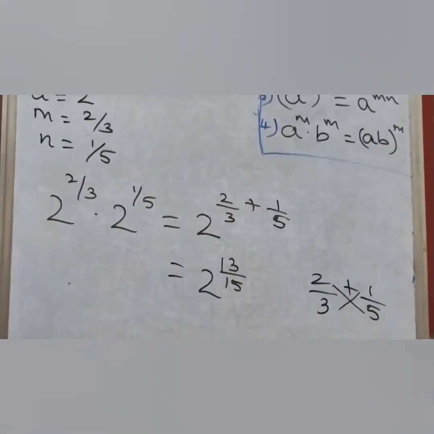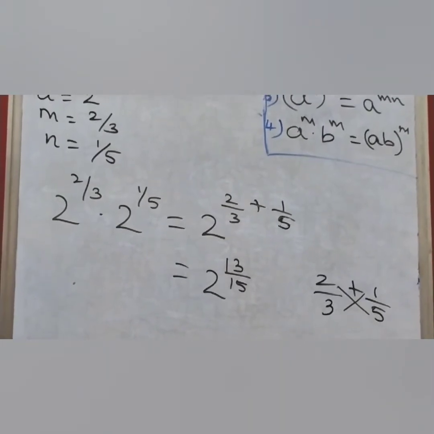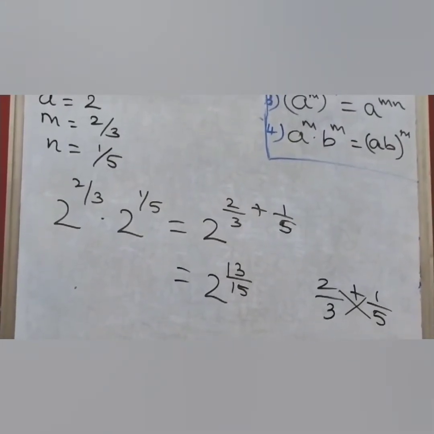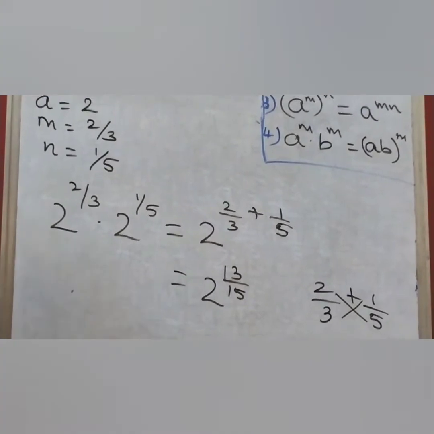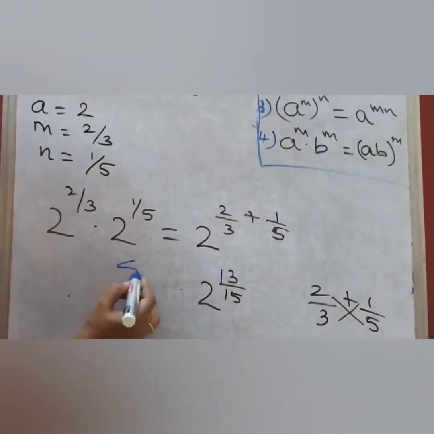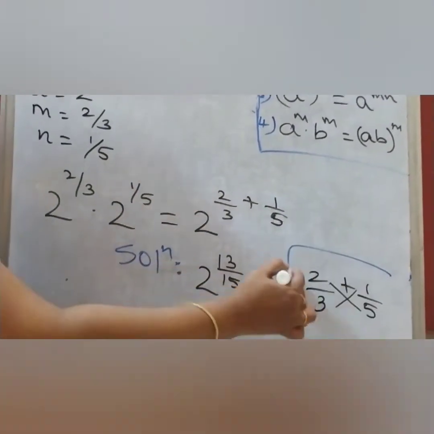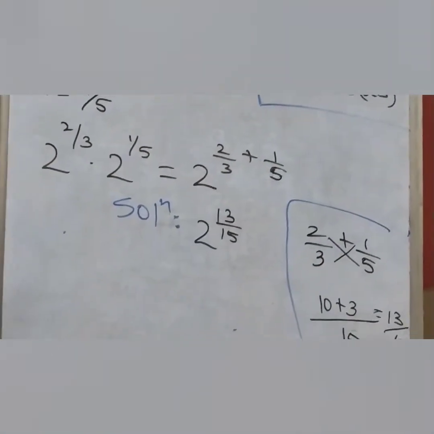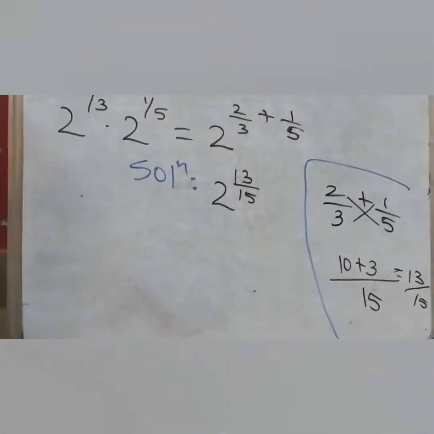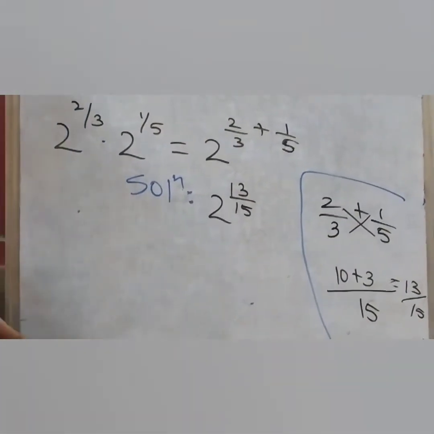This is how you do it, children. If you want, you can check with the answers. 2 power 13 by 15 is our solution. I hope you have understood. Power I have simplified here. I have used the formula and arrived at the solution.